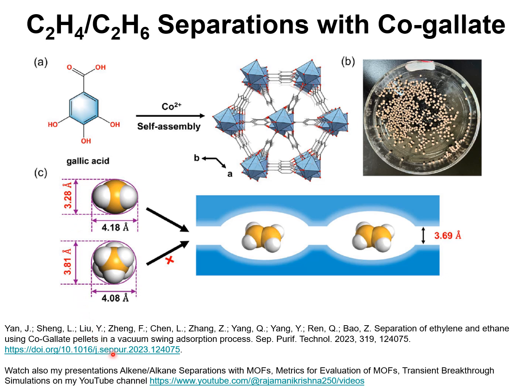And in a paper just online in Separation and Purification Technology, researchers from the Zhejiang University in China have reported the use of cobalt gallate pellets in a vacuum swing adsorption process. And I'm going to discuss some details of their findings.